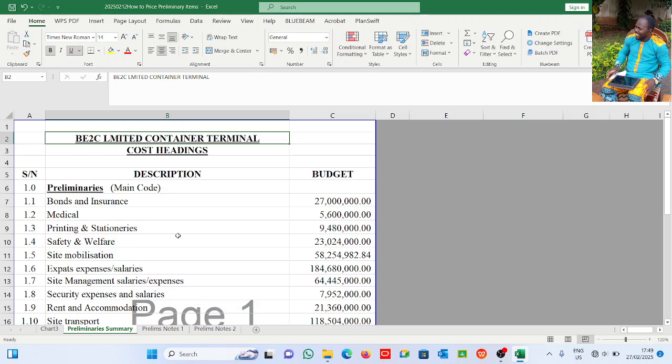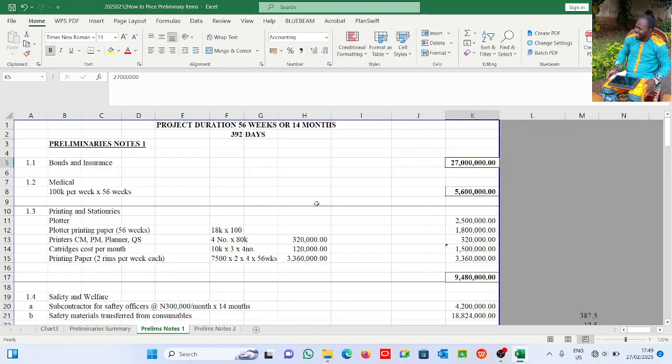So we'll be looking at these items one after the other, and we'll see how we price them effectively in a project. The first is insurance. I'll try as much as I can to be as short as possible so the video doesn't become too long.